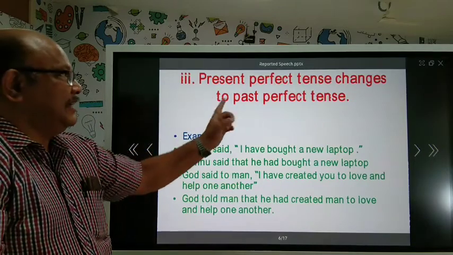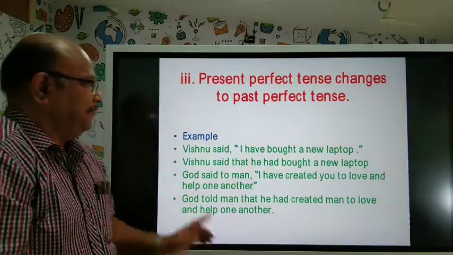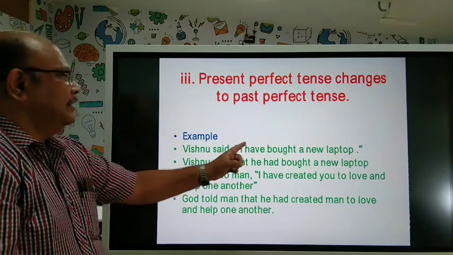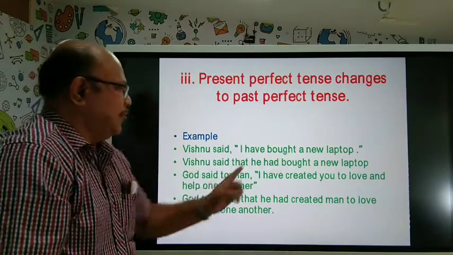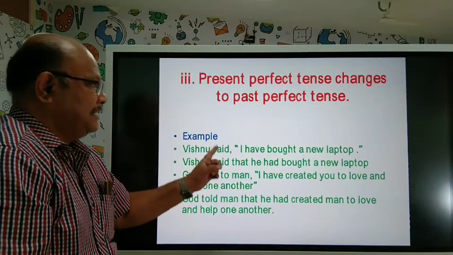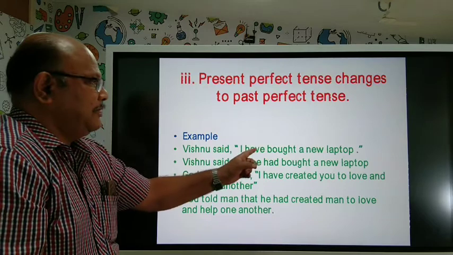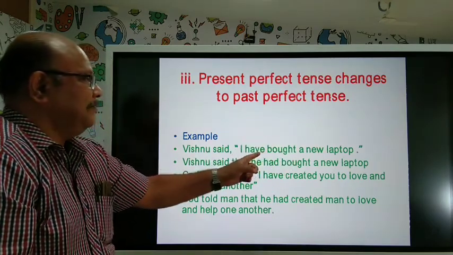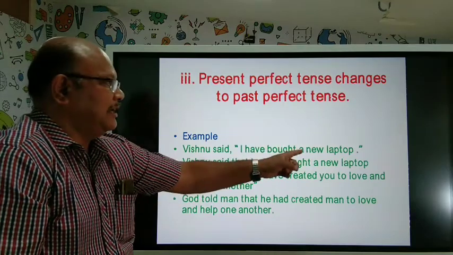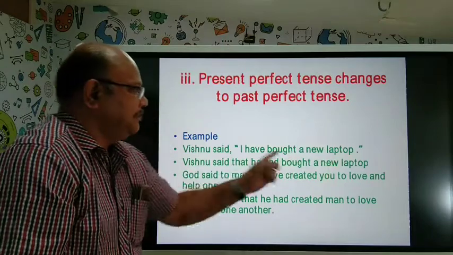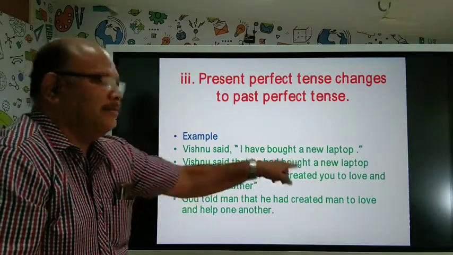Present perfect tense changes to past perfect tense. Look at the example. Vishnu said, "I have bought a new laptop." Said is the reporting verb. It is the past form, past tense. And so the reported speech, which is present perfect tense, "I have bought a new laptop," changes to past perfect: had bought a new laptop. So have bought changed to had bought.